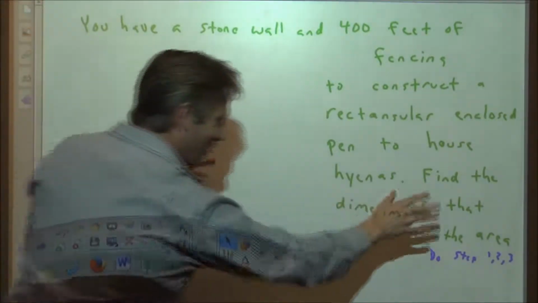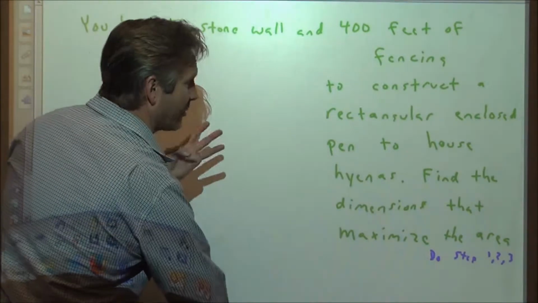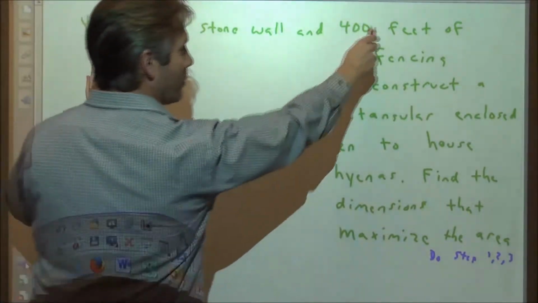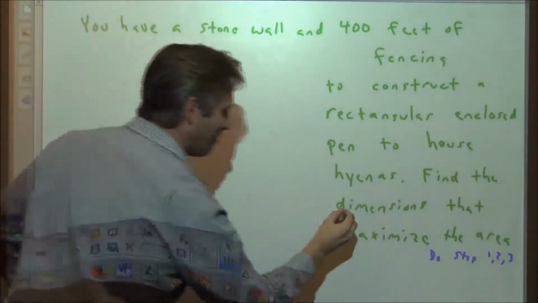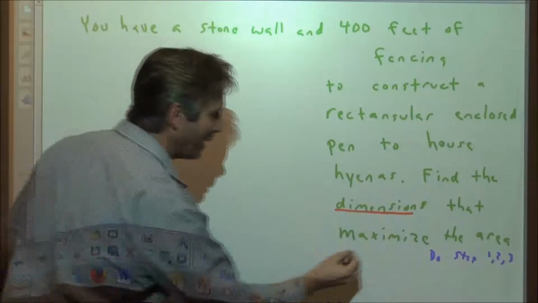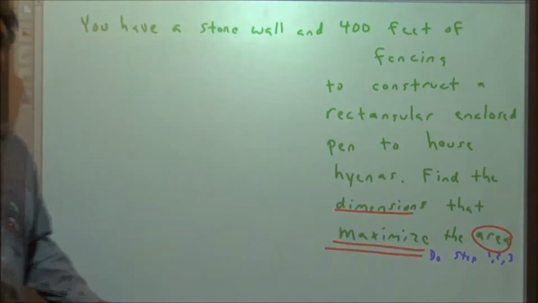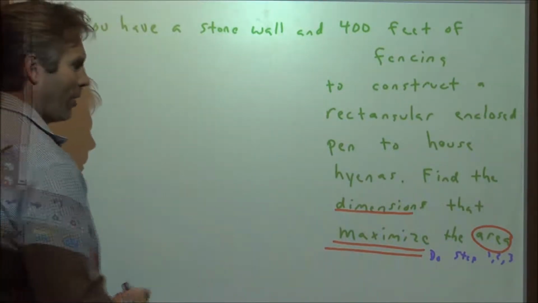Here we go. All right, find the dimensions that will maximize the area. So we go through the first 3 steps of the problem. The first step, I know that 400 feet is going to be important, but I'm looking for, find the dimensions, we need to do what? To maximize the area. We're going to be doing an area function as our objective function. We're done with step 1.